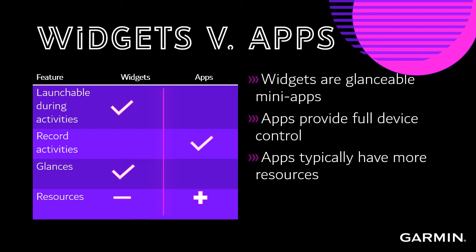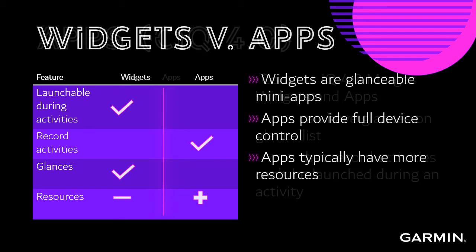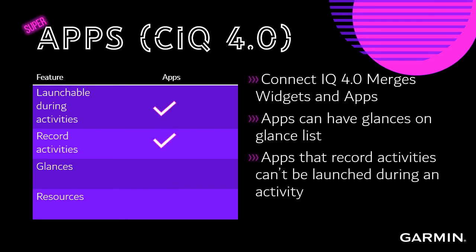Do I want this to be accessible to the user, or do I want it to have the full functionality of the device? This choice seems arbitrary. So, in ConnectIQ 4, widgets and apps are being merged. Device apps will be launchable at any time, including during an activity. Device apps will also be able to add a glance to the glance list. Finally, device apps will keep their top-tier access to system resources.